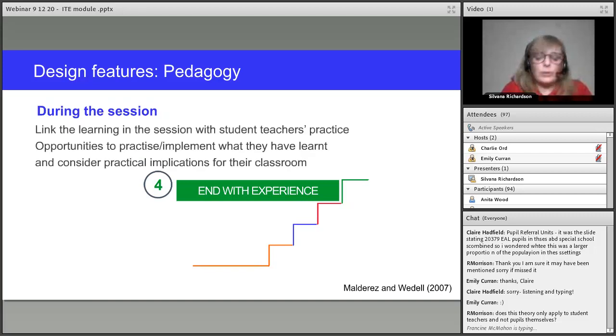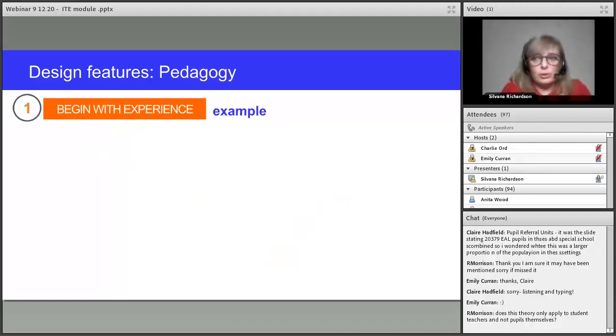And finally, end with experience is about linking the learning in the session with their own practice and their own observations and their own settings, and to give them opportunities to practice or implement what they have learned and consider practical implications and application for their classroom. So let me show you a couple of examples from the different stages.